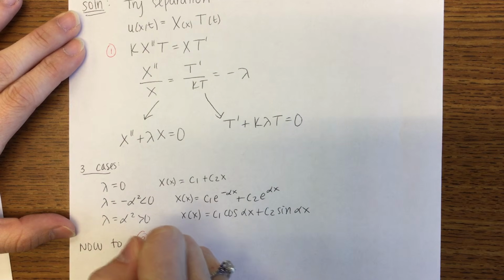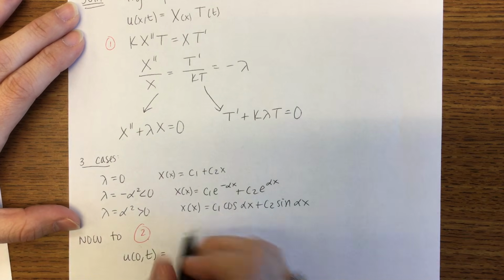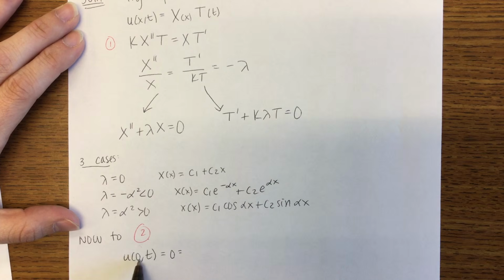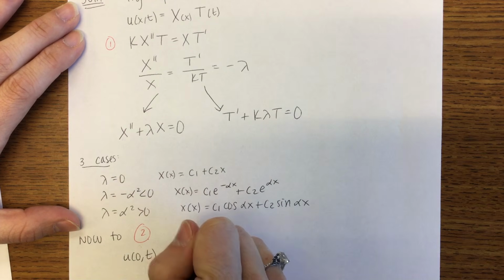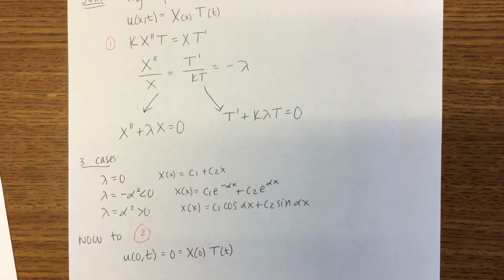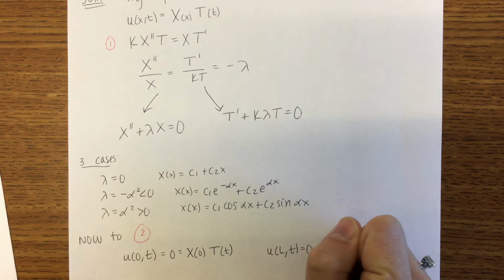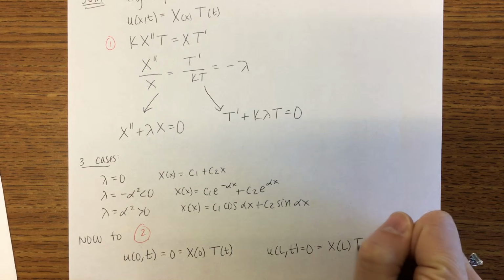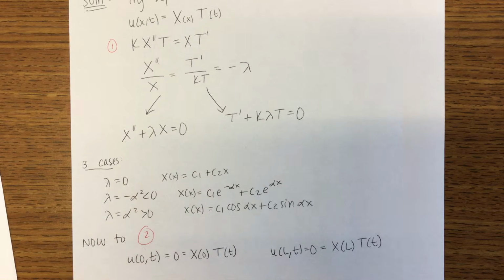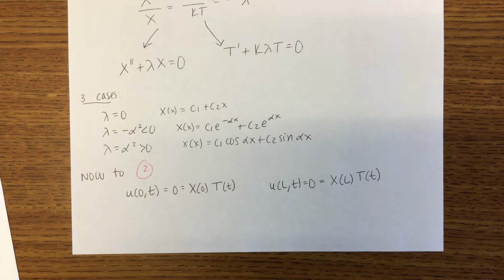So first we wrote that u of 0, t is equal to 0. This means put in a 0 for x. So that would be X of 0 and T of t. And then we said that u of L, t is equal to 0. That would be X of L times T of t. Okay, with me so far?